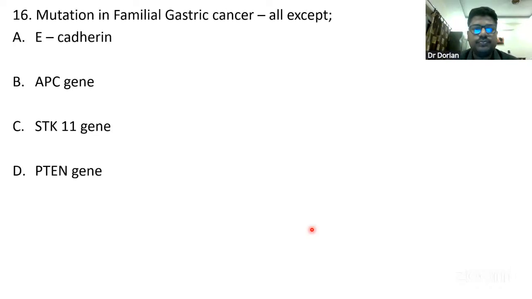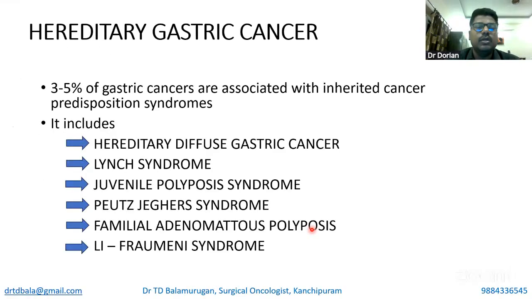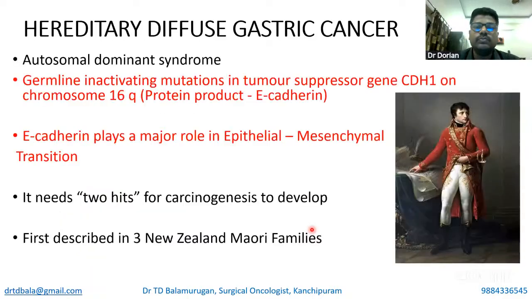Okay. Next, mutation in familial gastric cancer. All true except E-cadherin, APC, STK11, PTEN. So these are all the hereditary gastric cancer syndromes: hereditary diffuse gastric cancer, Lynch syndrome, juvenile polyposis, Peutz-Jeghers, familial adenomatous polyposis, and Li-Fraumeni syndrome. So one syndrome deserves special merit: hereditary diffuse gastric cancer syndrome.